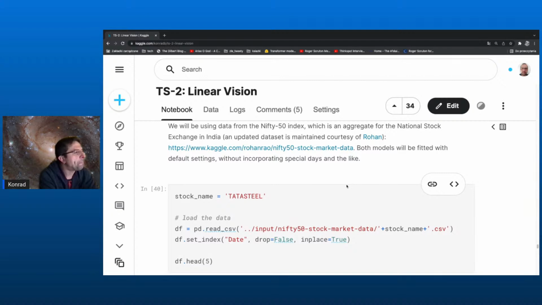We'll be using data from Nifty 50, specifically for Tata Steel. Actually, I was wondering for a moment, and then I realized, you know what? What do I have close by? I have Tata Steel. Literally, the Tata Steel mill is, I think, 11 kilometers from where I live. Luckily, by the water, so the wind blows away. Let's use the data set for this one.